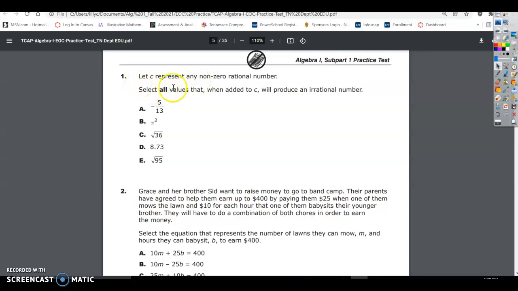All right, so it says, let C represent any non-zero rational number. So C is a rational number. Select all values that when added to C will produce an irrational number.